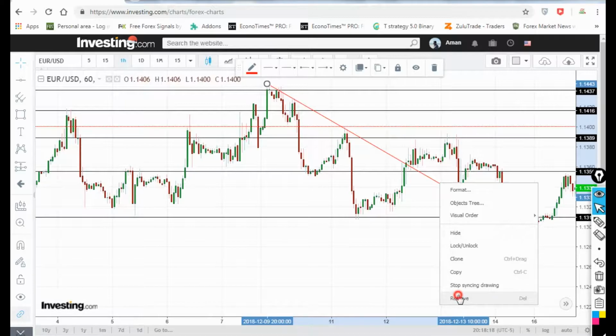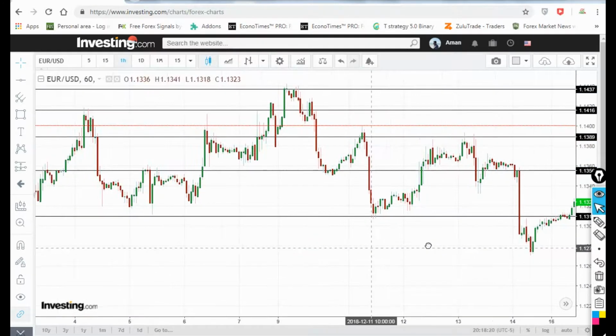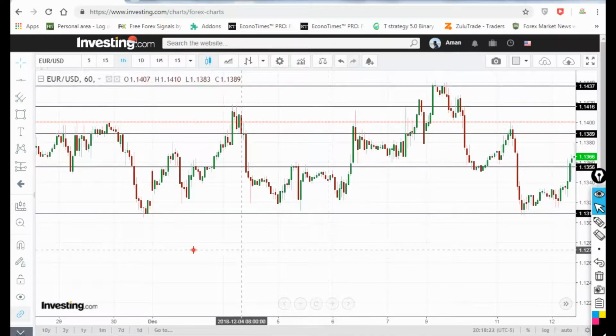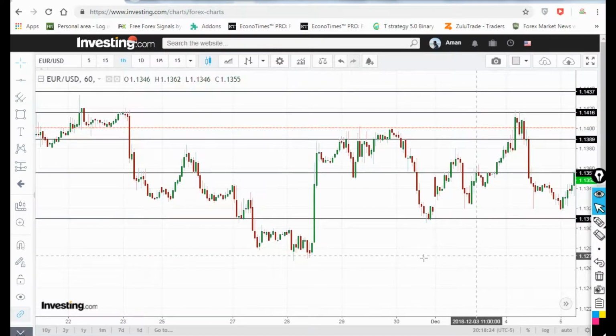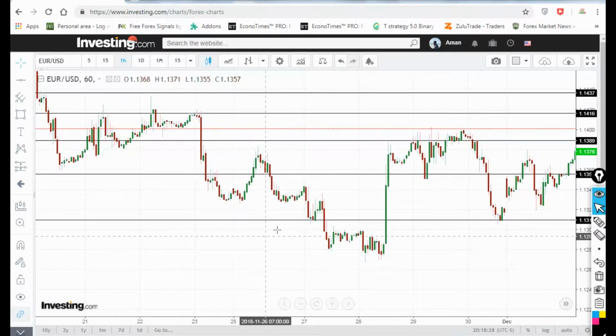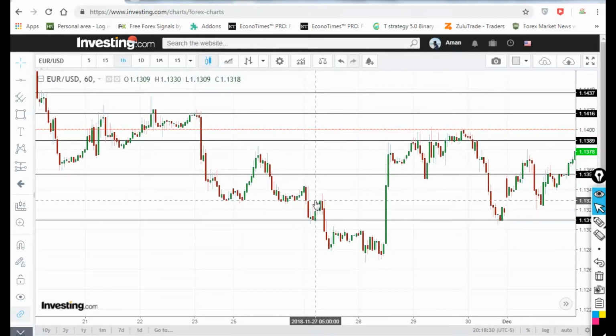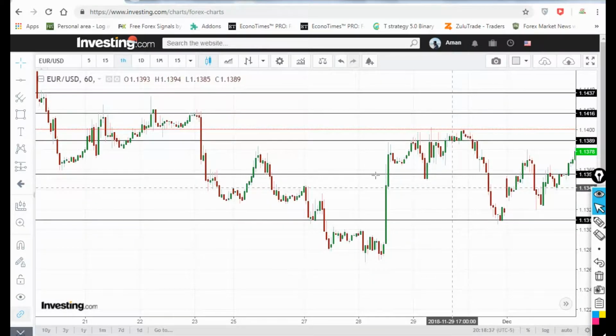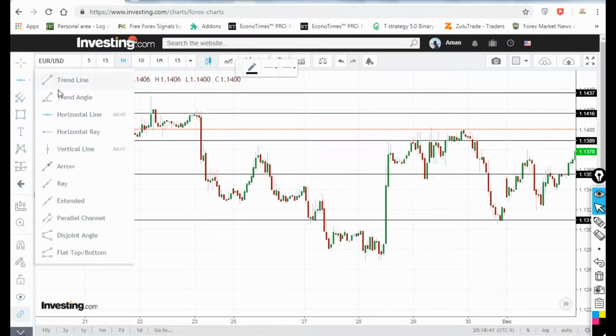Now we are on our chart. Let me take one more setup here. Now here you see there is a problem, but let me describe it to you here.